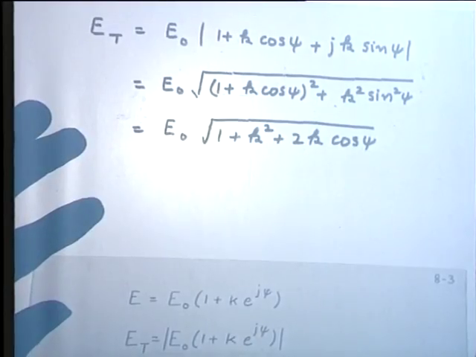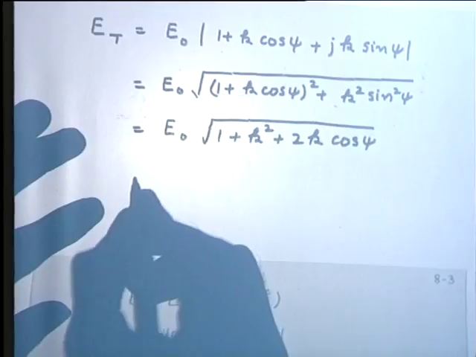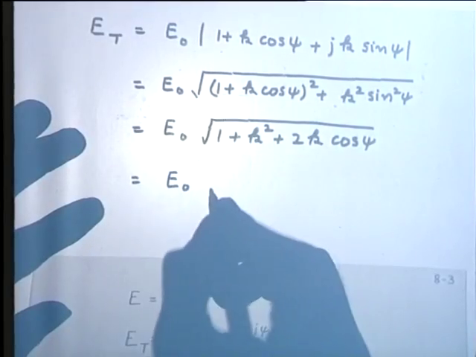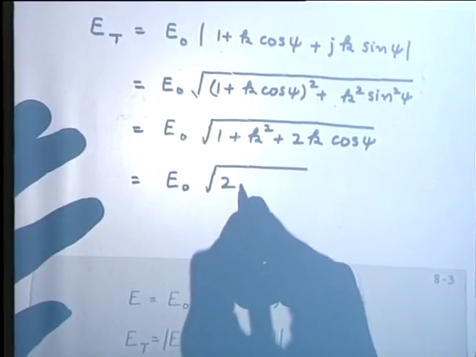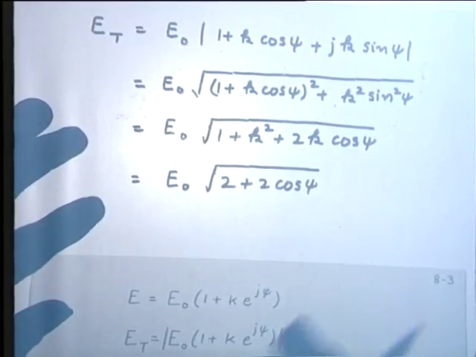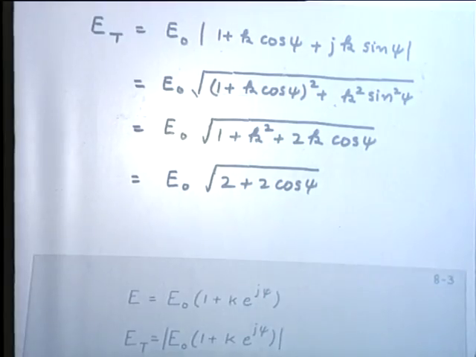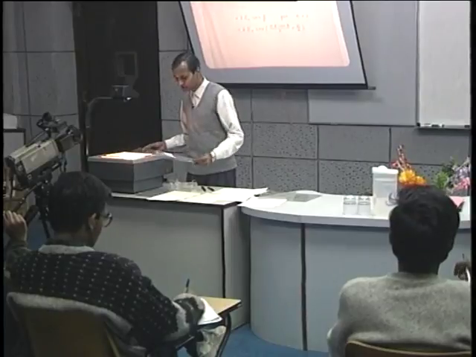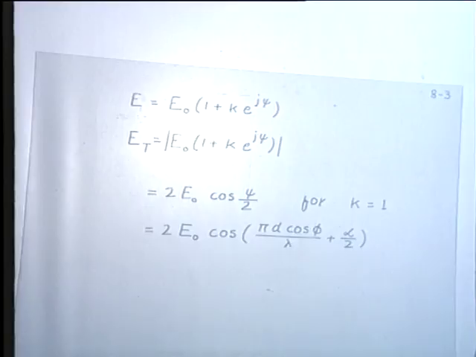Now, for the system of two elements, the two element array, a very important special case is that where k is equal to 1, where the currents have the same amplitude in the two antennas, but the phases could be different, for which case it is simply E naught into the square root of 2 plus 2 cosine psi, all right, which can be simplified by expanding cosine of psi in terms of half its angle, and then one gets a very simple expression, namely E T becomes twice E naught cosine of psi by 2, for of course k equal to 1, where what is psi?